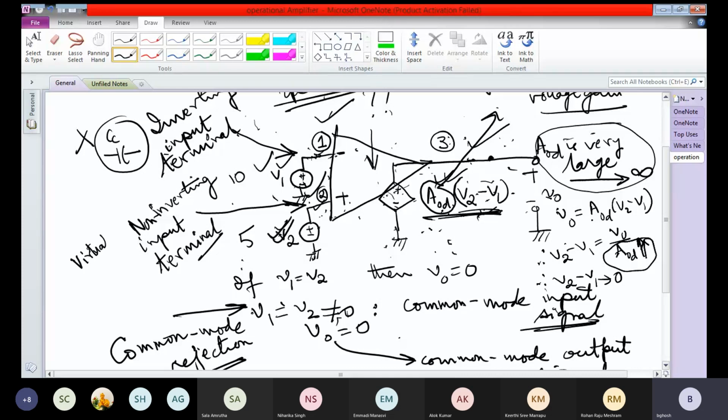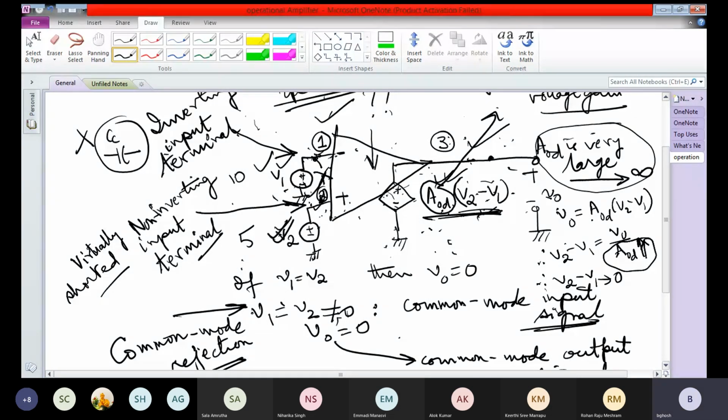Why is it virtually shorted? It is called virtually shorted because in reality, they are not shorted. We are not connecting a wire from here to here. In reality, they are not shorted. But they are virtually shorted because their potential difference is 0.